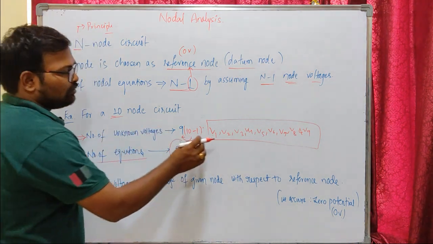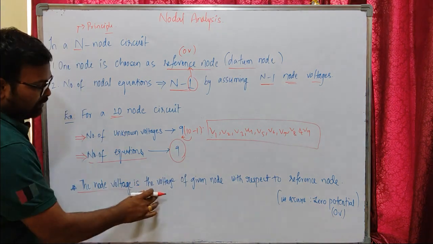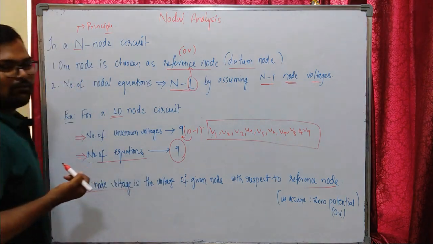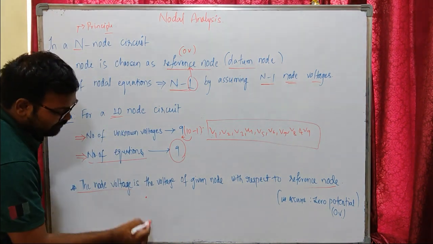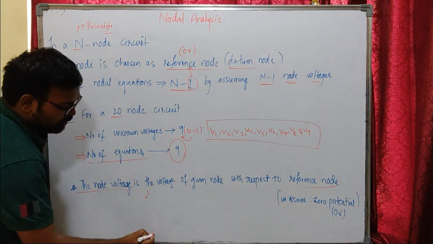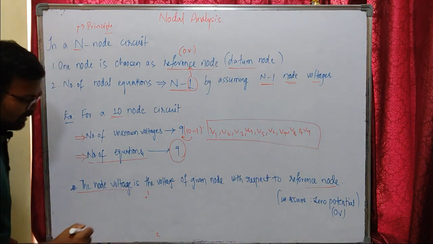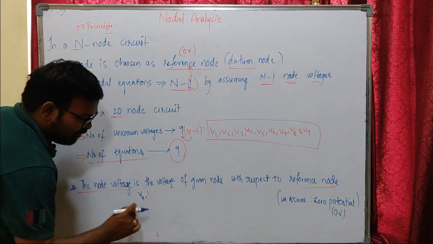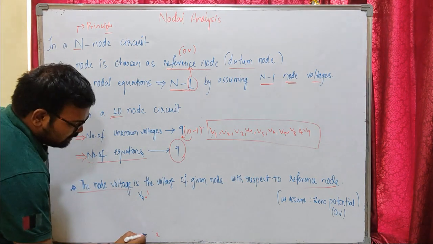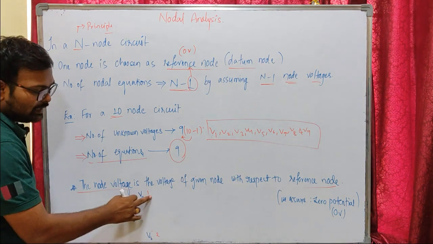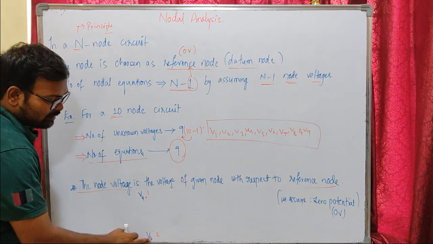Here the node voltage is nothing but the voltage of a given node with respect to the reference node. So what is a voltage? Voltage is nothing but the potential difference between 2 points. Let us assume this is point 1 and this is point 2. Let us assume the potential at point A is VA and the potential at point B is VB.